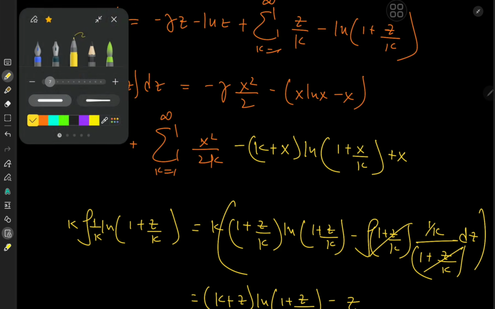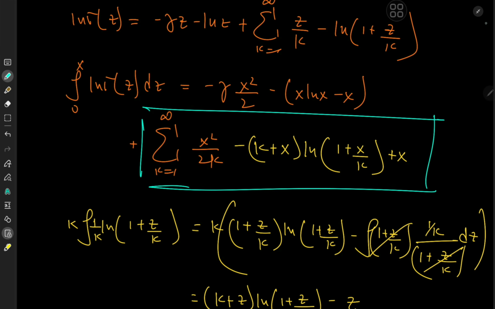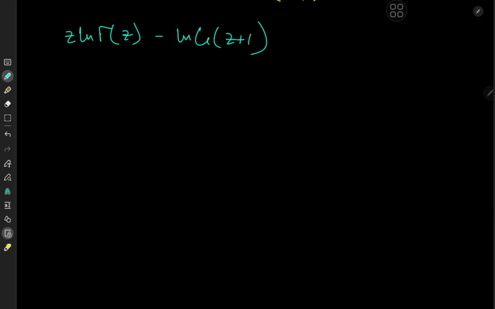So we have this really weird looking infinite series that we now need to tackle. But instead of tackling our issues head on, we instead digress and look towards the difference of z times log gamma z and log G of z plus 1. And for this, we need the infinite product form for the Barnes G function.